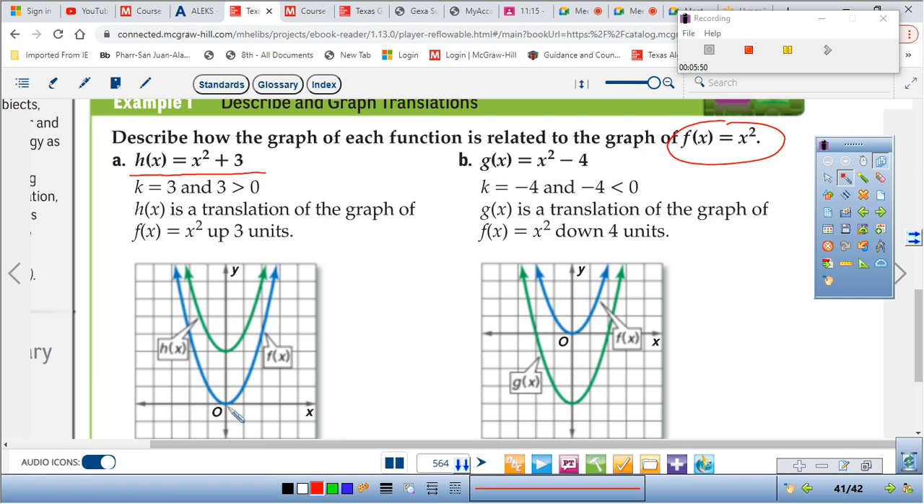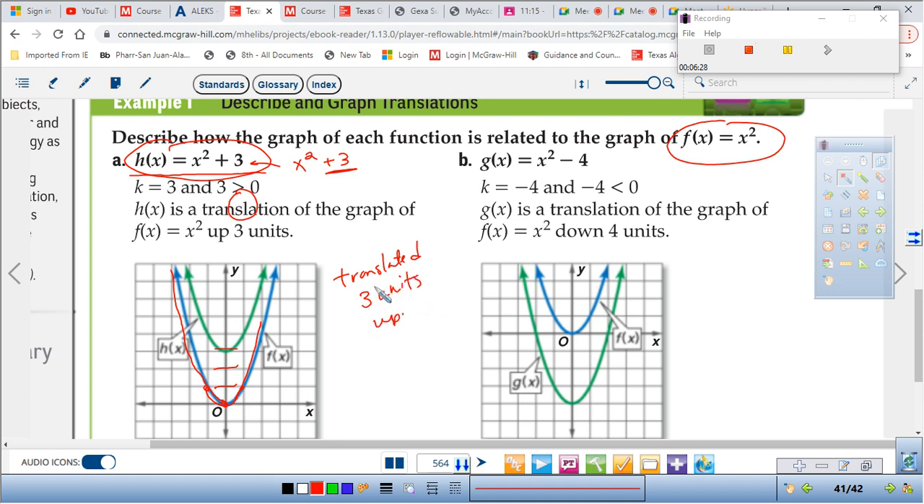Remember the parent function goes through the origin, and it goes through (1, 1) and (negative 1, 1), and it goes up like this. So the parent function is x squared. What's the difference? Oh, they added 3 to it. So this is positive. It slides up 1, 2, 3. But we don't say slide up, we say translate it up. So we're going to say this one is a translation of 3 units up.